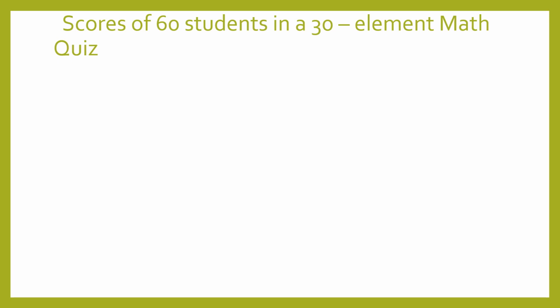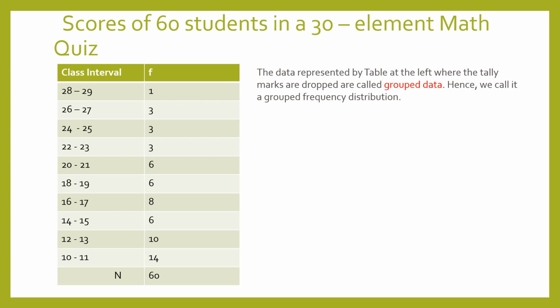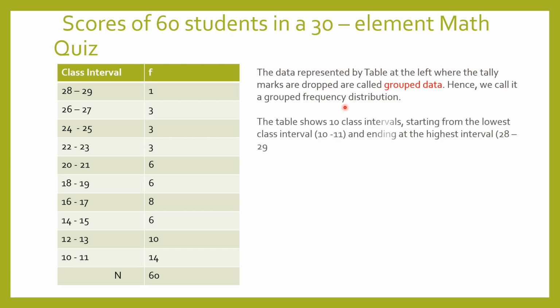So we have here an example of the scores of 60 students in a 30-item math quiz. We have here the class interval with a frequency. The data represented by the table at the left, with tally marks, is grouped data. So these are grouped. Hence, we call it grouped frequency distribution.